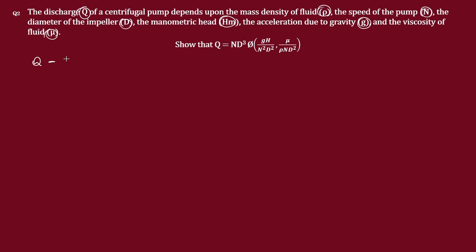Okay, I'm going to have to write the dimensions of this. So Q is a discharge, so that's volume per time. Cool. All right, so the mass density of the fluid rho. So we're very familiar with density now. So this is the mass per volume. The speed of the pump N. Okay, so this could be L per time.